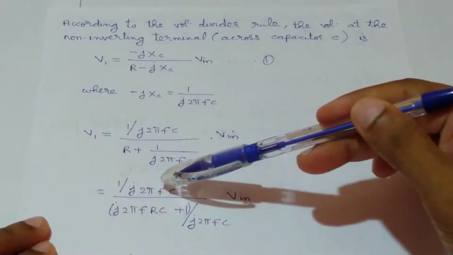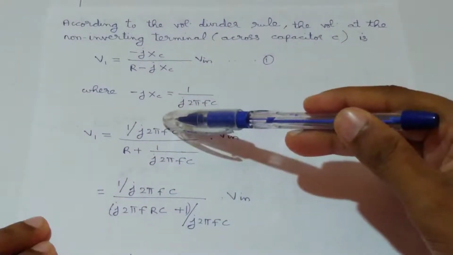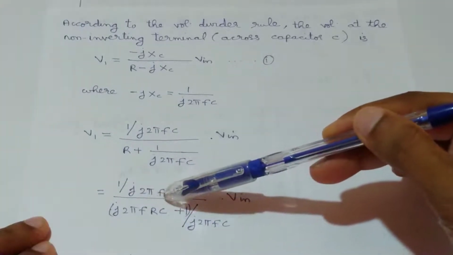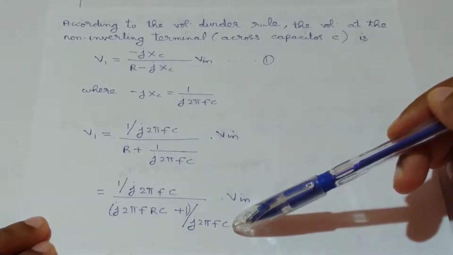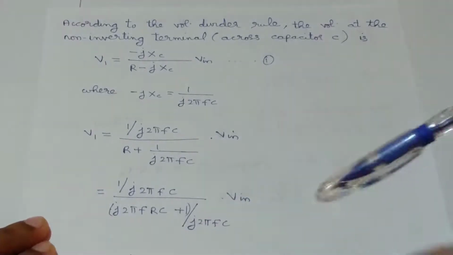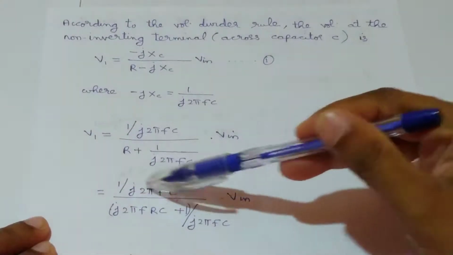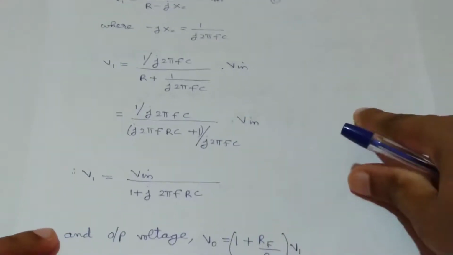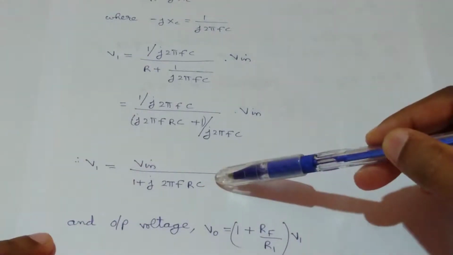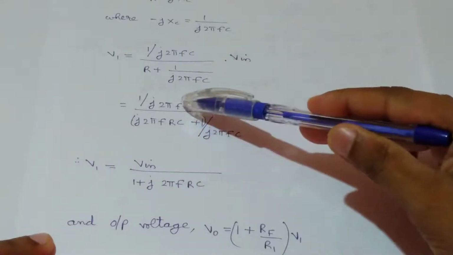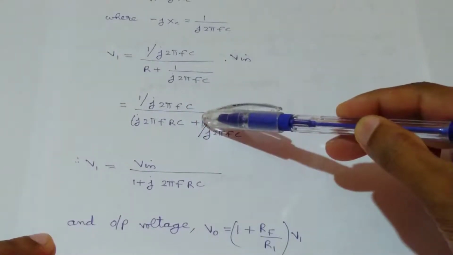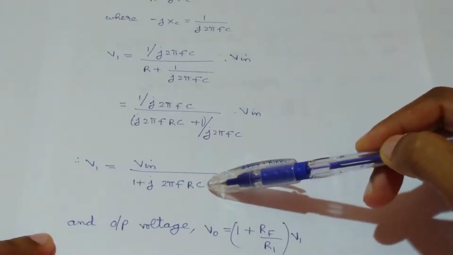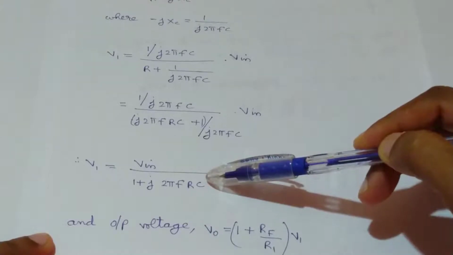So we will get the equation as 1 divided by j 2 pi fC divided by j 2 pi fRC plus 1 divided by j 2 pi fC into Vin. Then we can cancel this 1 by j 2 pi fC from the numerator and the denominator. Then we will get V1 is equal to Vin divided by 1 plus j 2 pi fRC. Now this is the voltage at the non-inverting terminal of the op-amp.